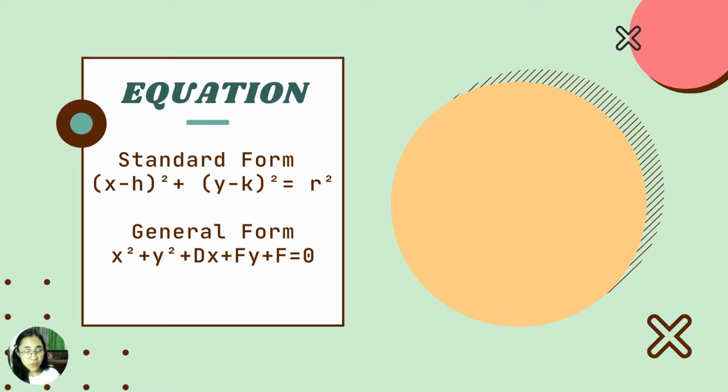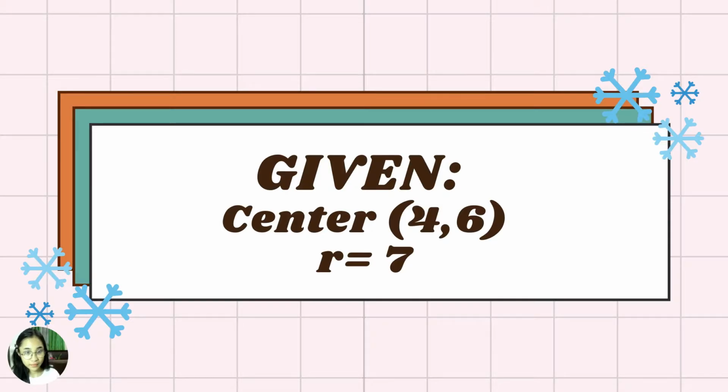Now, of course, we need an equation to find the general equation of the circle. So we've got two forms, the standard form and the general form. Here's a given problem that we are going to solve. The center is (4, 6) while the radius is 7. So I'm going to show you how to solve this given problem, and let's get right into the video.